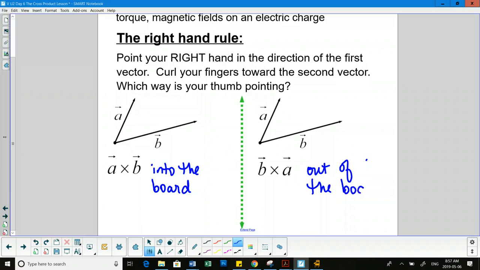Okay, so you need to align your right hand with the first vector that we're starting the cross product with, but you need to be able to curl your fingers toward the other vector that you're crossing it with. Yeah, you kind of have to. Does that make sense? Got it? Any other questions on this?